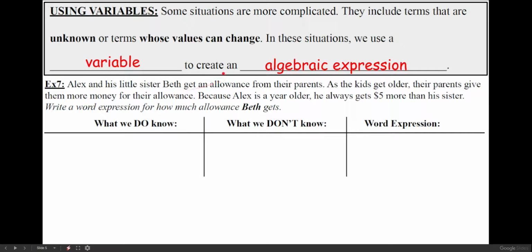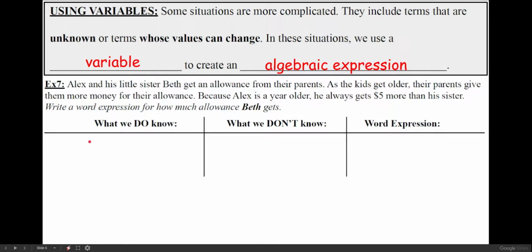All right, so we're going to make an algebraic expression rather than just the regular expressions we were making before. And remember that an algebraic expression has a variable in it. That's what separates it from a regular mathematical expression. Alex and his little sister Beth get an allowance from their parents. As the kids get older, their parents give them more money for their allowance. Because Alex is a year older, he always gets $5 more than his sister. Write a word expression for how much allowance Beth gets.